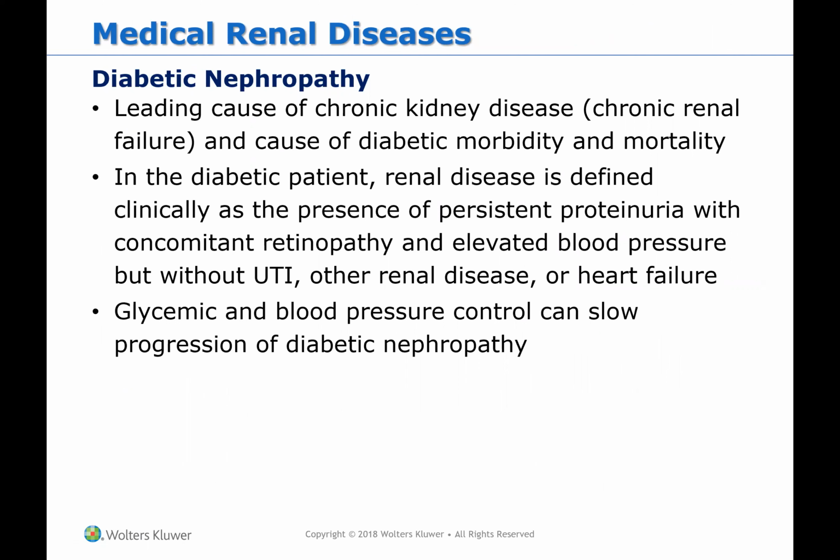Diabetic nephropathy. It's the leading cause of chronic kidney disease, chronic renal failure, and cause of diabetic morbidity and mortality. So, in the diabetic patient, renal disease is defined clinically as persistent proteinuria, retinopathy, elevated blood pressure, but without UTI or other renal disease.